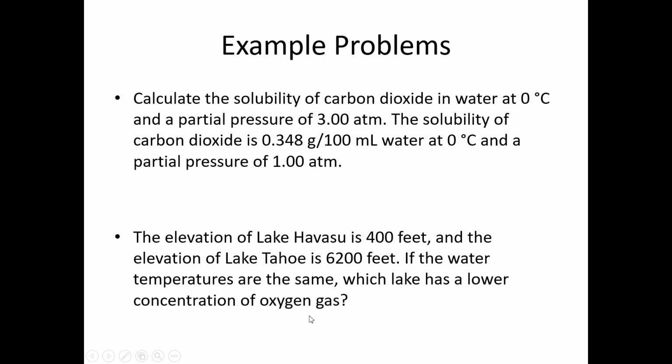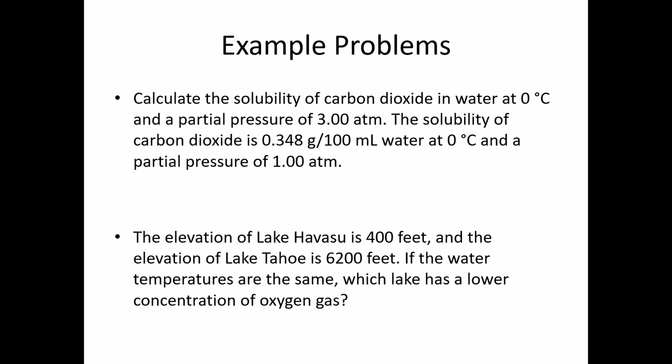Alright, our second question down here has to do with a conceptual idea as well. So let's think about what's happening. Elevation of Lake Havasu is 400 feet. Elevation of Lake Tahoe is 6,200 feet. Okay, so what do we know about the pressures at different altitudes? Okay, we know that the higher the altitude, the lower the pressure is going to be. If the water temperatures are the same at the two lakes, which lake has a lower concentration of oxygen gas?